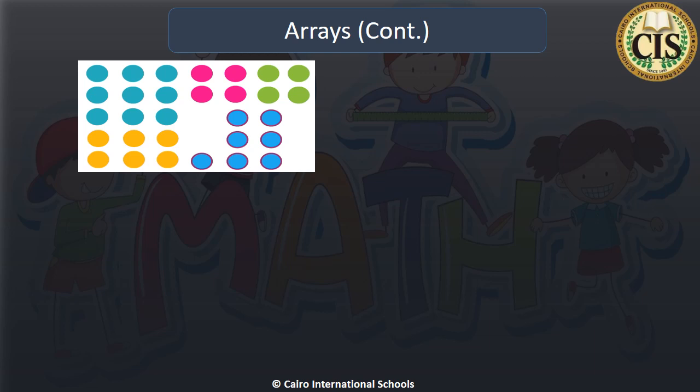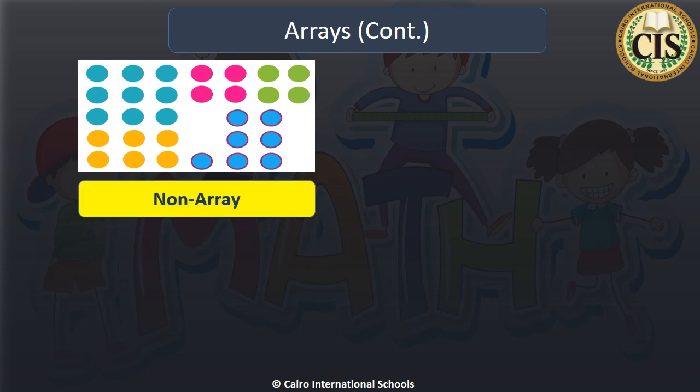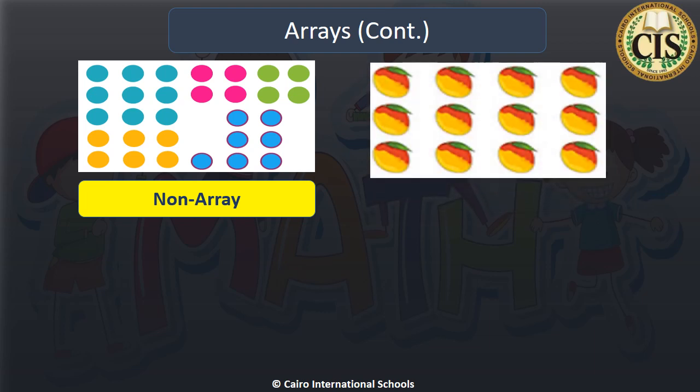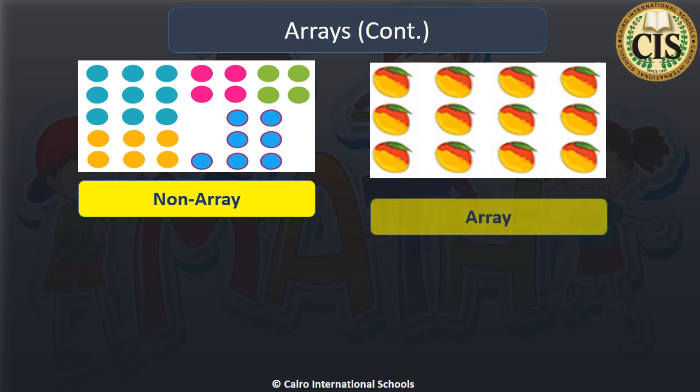So look carefully at this picture to decide whether it's array or non-array. Here we have a set of rows and columns, but there is some gaps. There is some gaps here. So this is non-array. The next picture, here the items are arranged in rows and columns with no gaps in between. So this is an array.